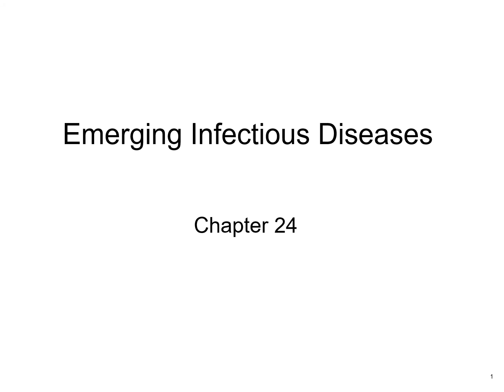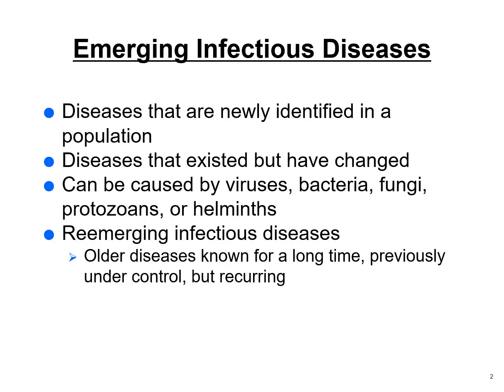This chapter in your book became out of date in January of 2019, and I think you know why if you know what an emerging disease is. Emerging infectious diseases are diseases that are newly identified within a population, that have existed but have changed, and can be caused by viruses, bacteria, fungi, protozoan, or helminths.